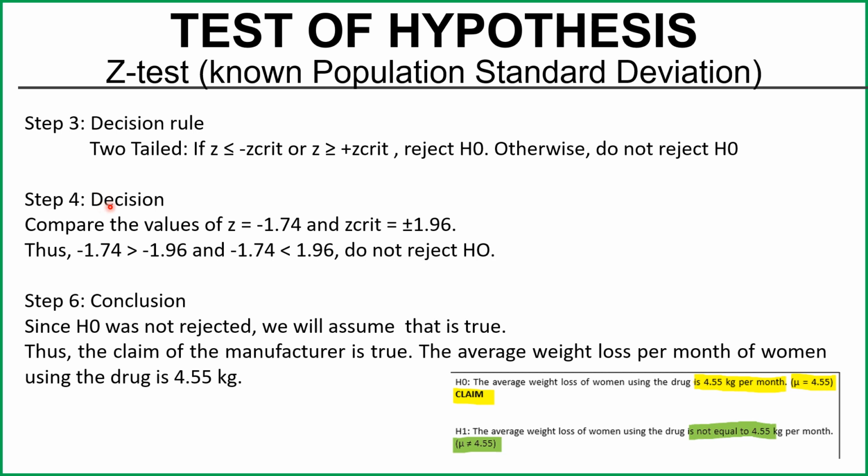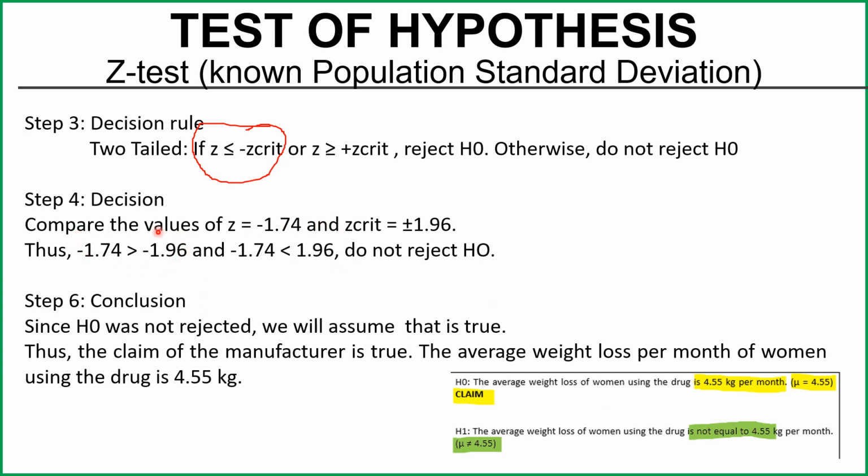So for our decision rule, let us compare the z critical value to the z computed value. Since our z computed value is negative 1.74 and the z critical value is positive negative 1.96, we will compare negative 1.74 to negative 1.96. Thus, we can say that negative 1.74 is greater than negative 1.96. Kasi yung dito natin, the z critical value, the condition is this: the z computed value should be less than. But in our case, the z computed value is greater than and not less than.